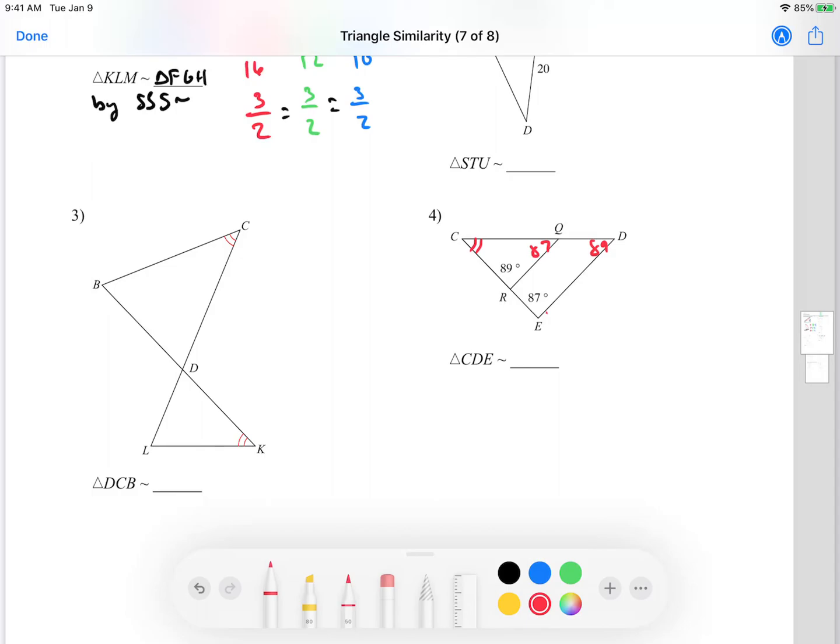But we don't know that that's the case because we don't know what this angle measure is. So we cannot assume that. So in this case, we don't have enough information. They may or may not be similar, but without that information, we can't say that they are similar.